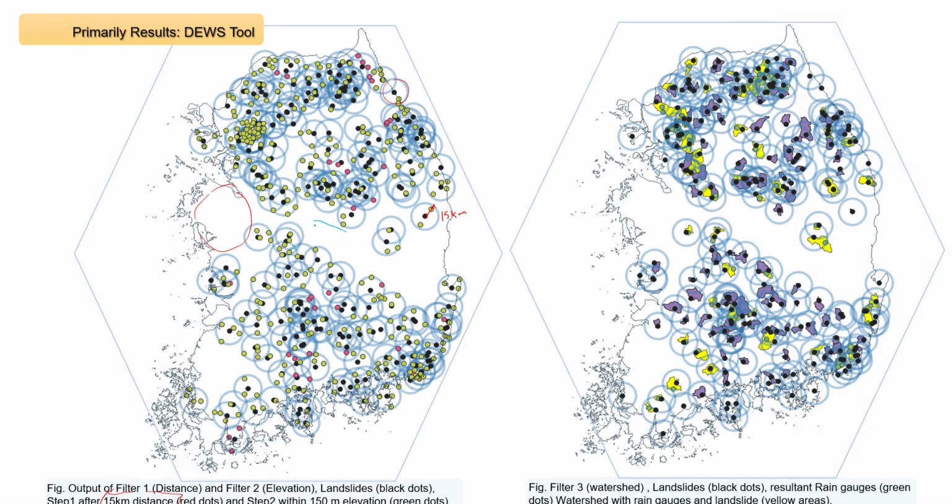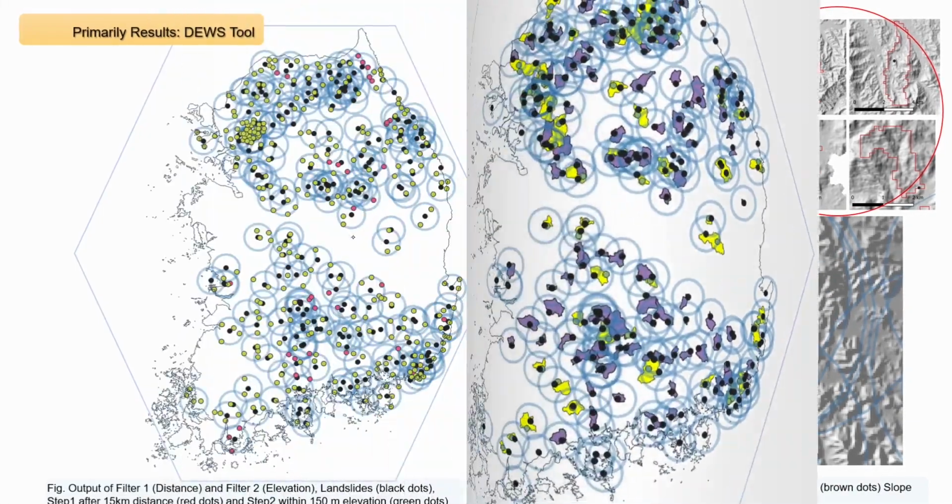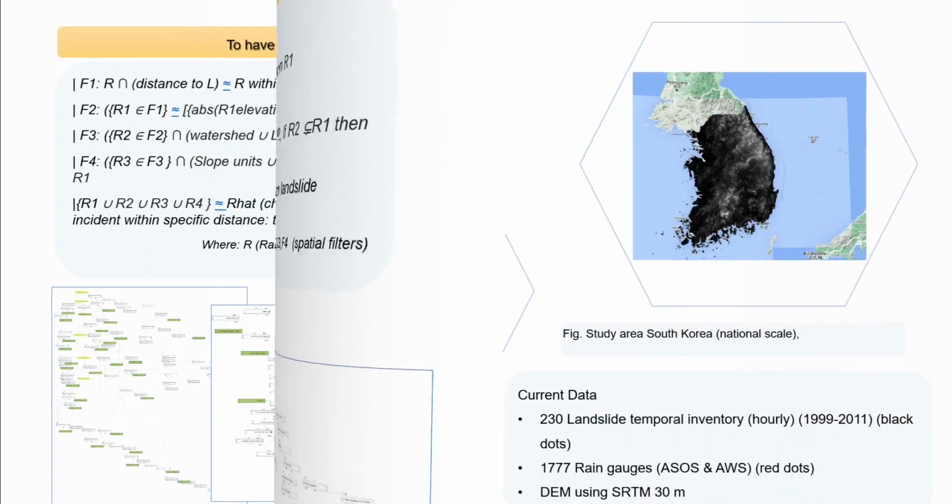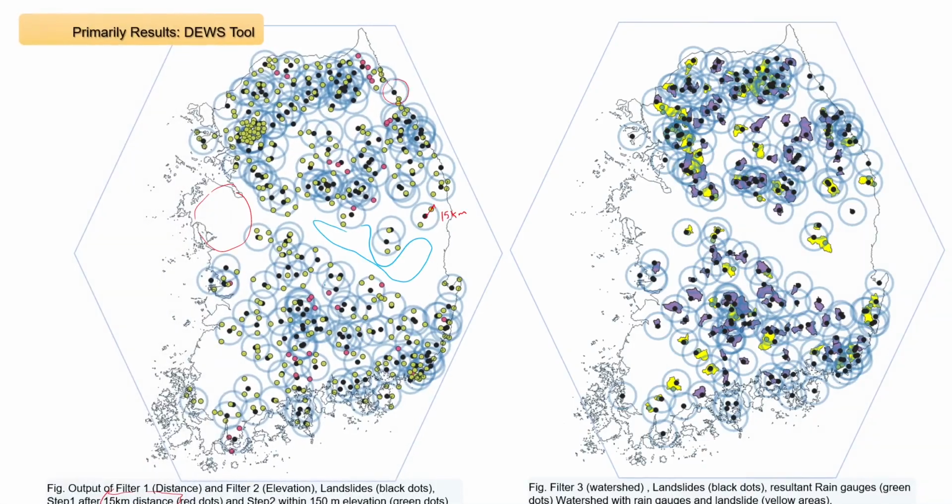Also here, you see all of this was deleted because first it's out of the 15 kilometers that we applied for the first filter. So this is simple now. We understand that everything now is within 15 kilometers from any of those landslides, not from one landslide.